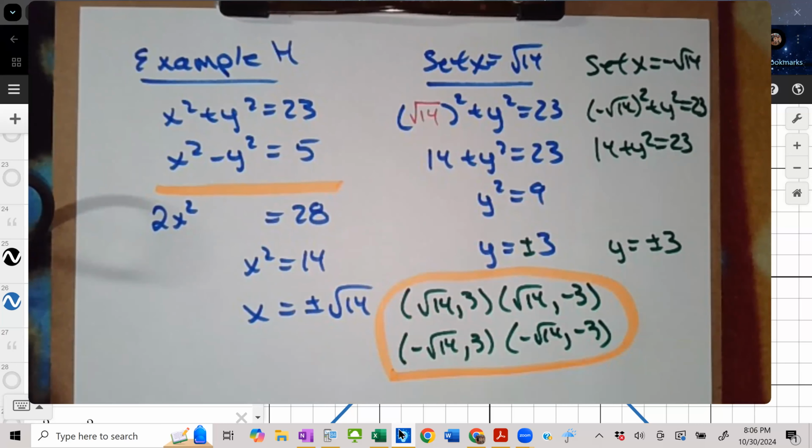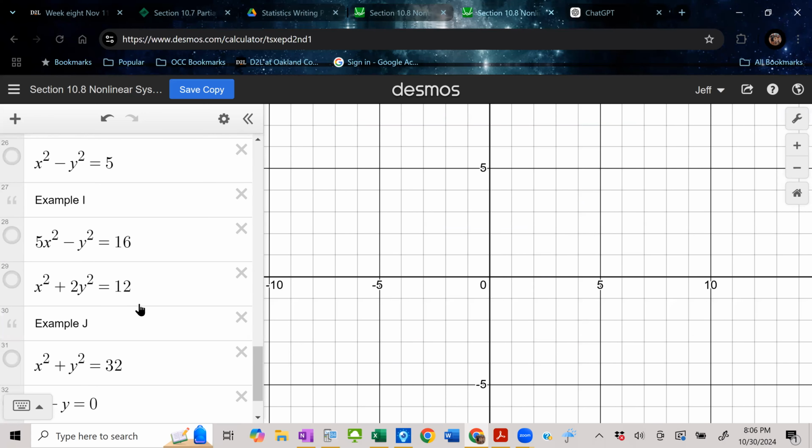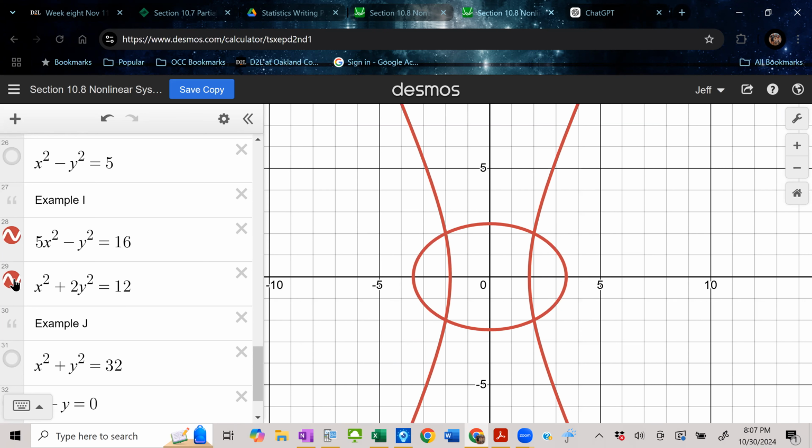Check it numerically on Desmos, if and where you can. Make sure you got them right. Okay, 2 more. Let's see what's happening with example I, a hyperbola and an ellipse.